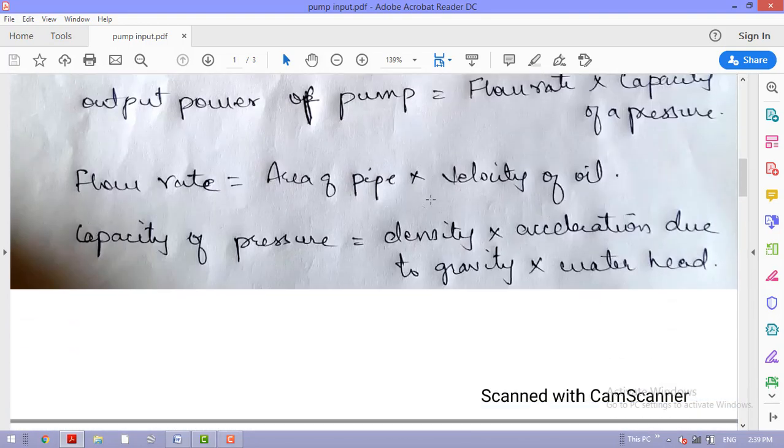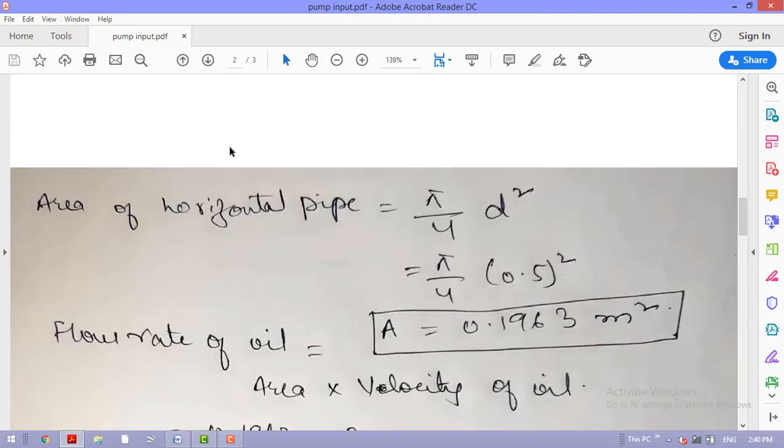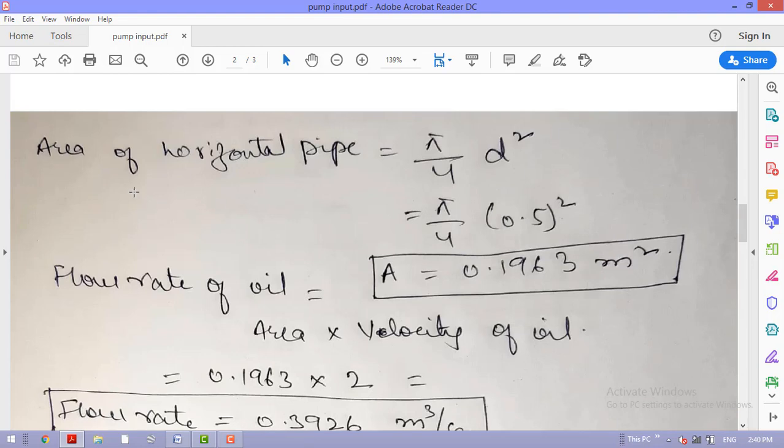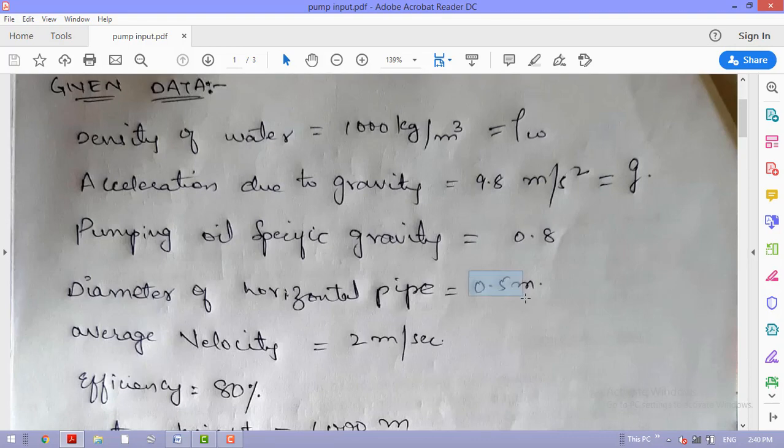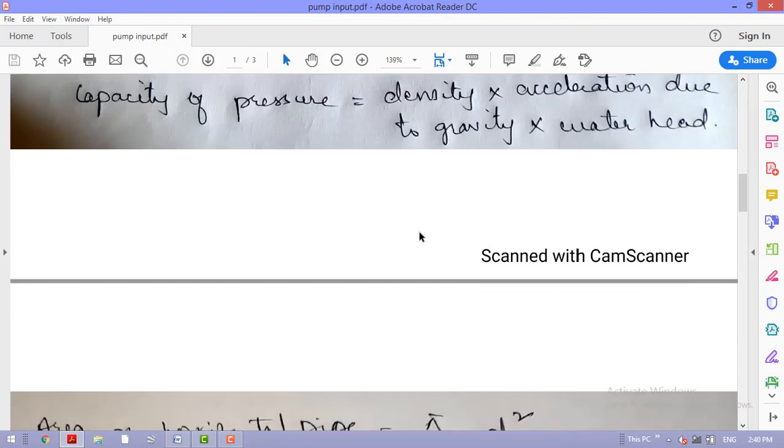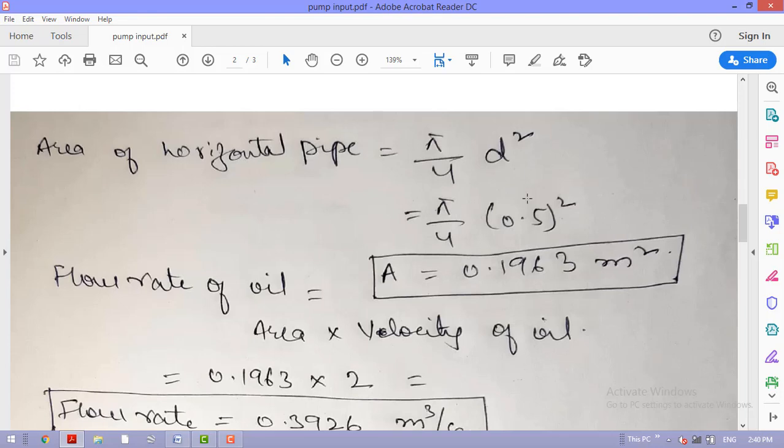Okay, so let us quickly see the calculation for this. First I am going to calculate the area of the horizontal pipe, which is required to calculate the flow rate of oil. The area of a horizontal pipe is pi by 4 d square. What's the value of d? D is, as you can see over here, 0.5 meters, the diameter of the horizontal pipe. So I have used that data here: pi by 4 into 0.5 square. After simplification, the answer I got is that the area of the horizontal pipe is equal to 0.1963 meters square.